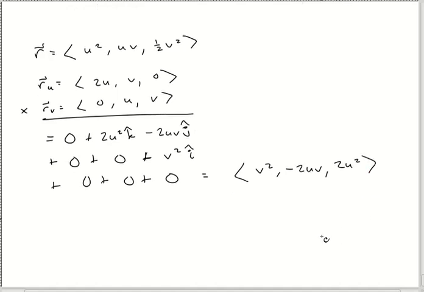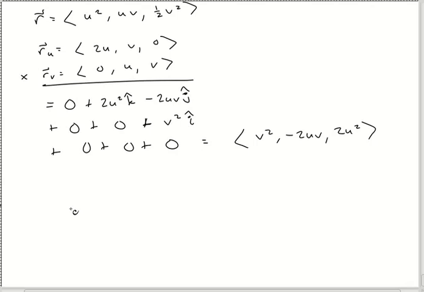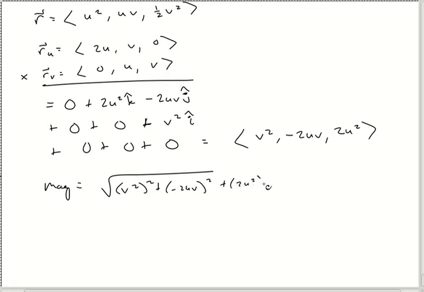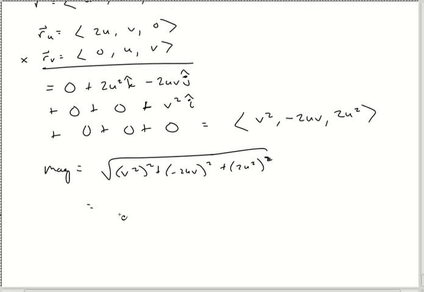Okay, awesome. So we need to find its magnitude. Obviously, that's going to be the next step for my integral. So when I'm squaring all this stuff, v squared squared, negative 2uv squared, 2u squared squared, you get v to the 4th, 4u squared v squared, and there we got a 4u to the 4th. Okay, there's not really a lot to change right now.